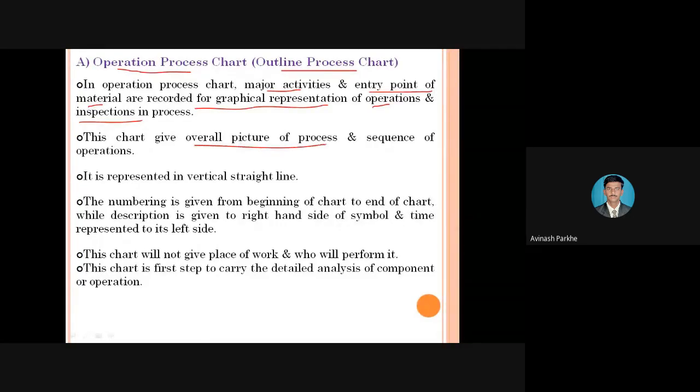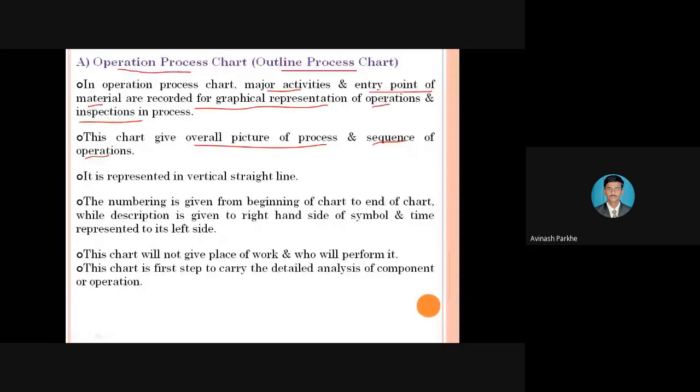Overall picture means after the drilling operation, we have to go for boring. After boring, we have to go for facing. After facing, we have to go for threading. So like that, the overall picture of the operation is also represented by the operation process chart. In addition to that, it will represent the sequence of operation.